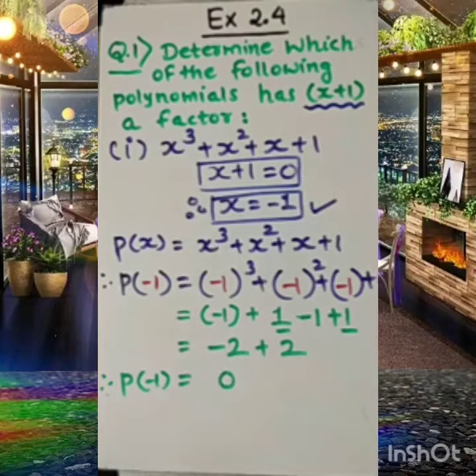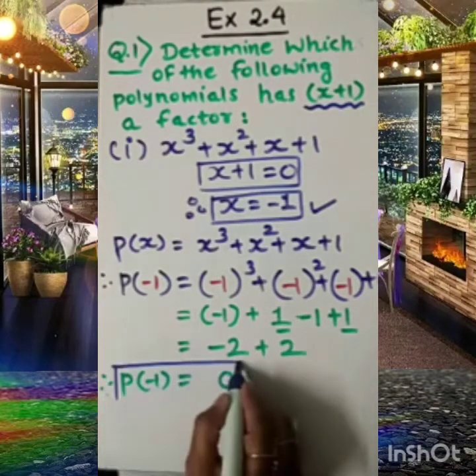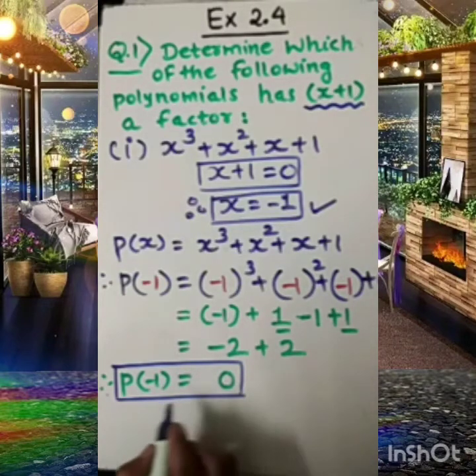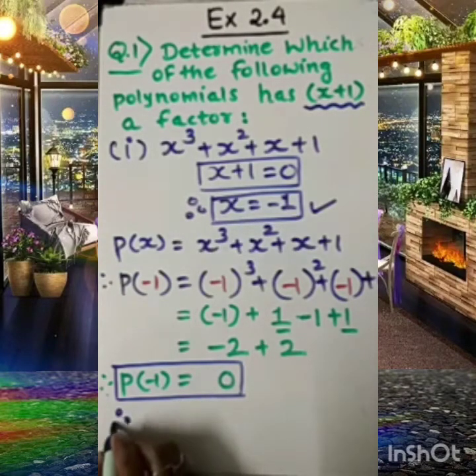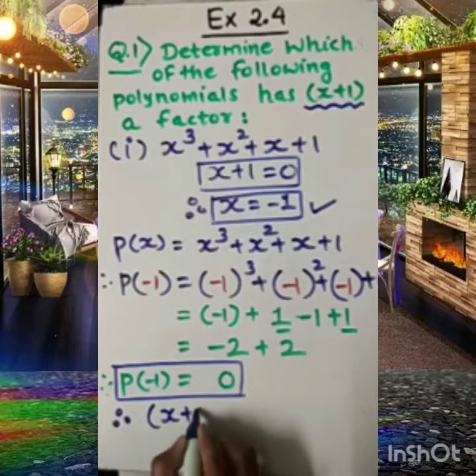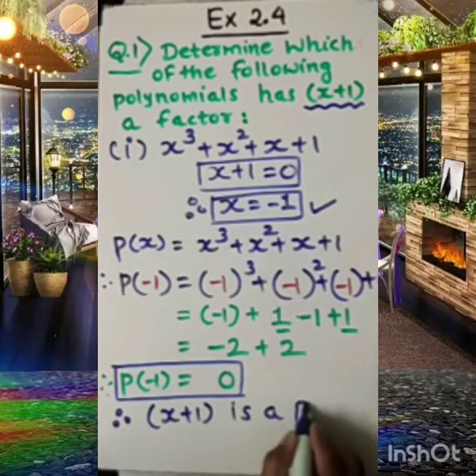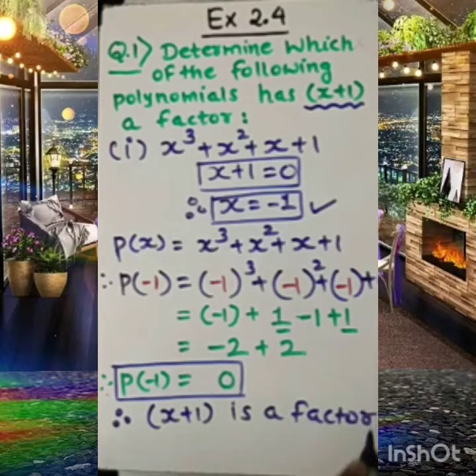We are getting 0. If the remainder is coming 0 here, then in such a case we can say that x plus 1 is a factor of the given polynomial. This is the complete solution.